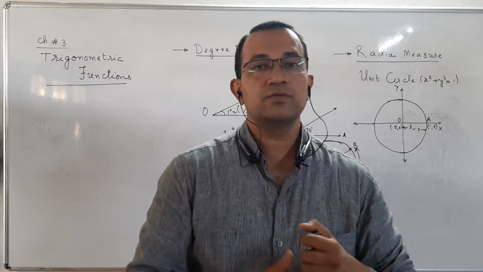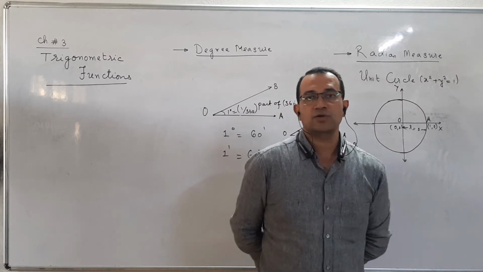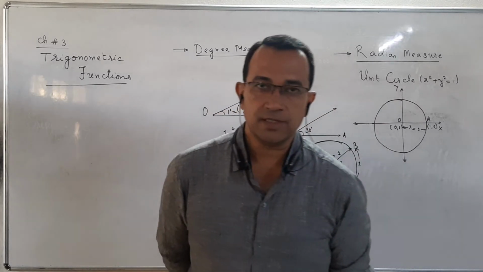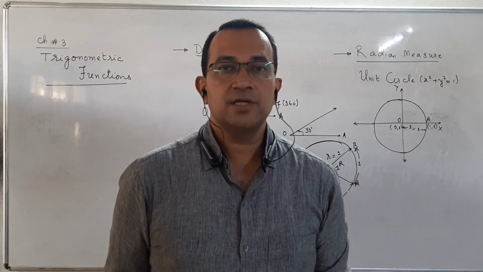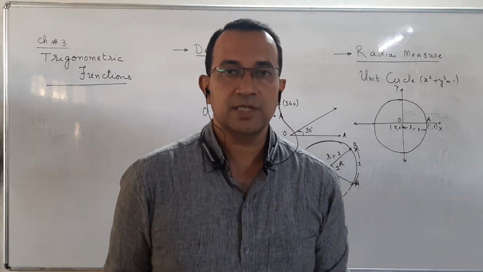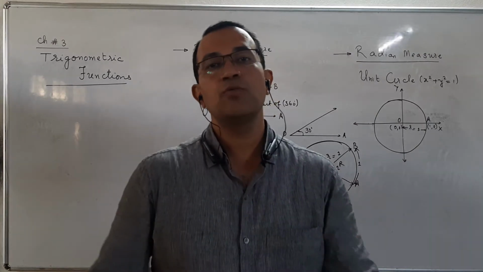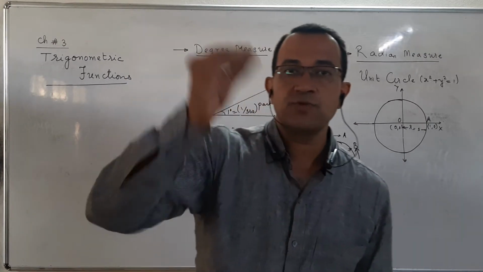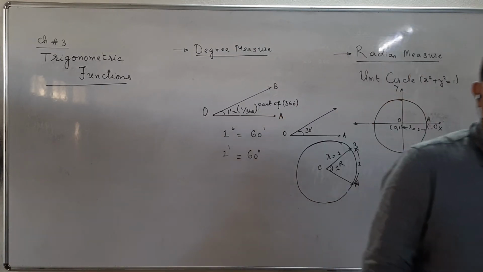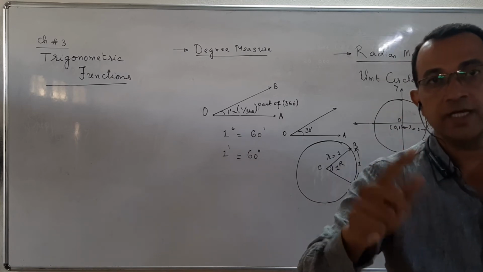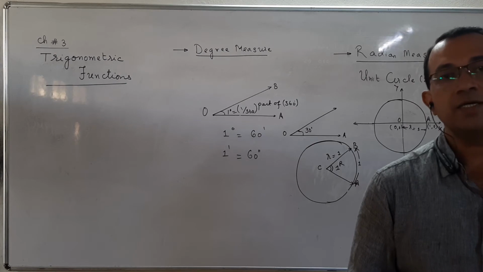A circle with center as origin and radius 1 unit is called a unit circle. For your knowledge, you have to only memorize this. The equation of a unit circle is x square plus y square is equal to 1. Now, what is 1 radian? The angle subtended by a circular arc of length 1 unit at the center of unit circle is of measure 1 radian.